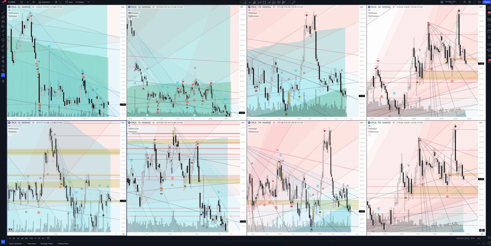Today we will take a look at Cirrus Logic Inc. stock. Let's analyze the market situation and find out how you can make money on it. Let's start.